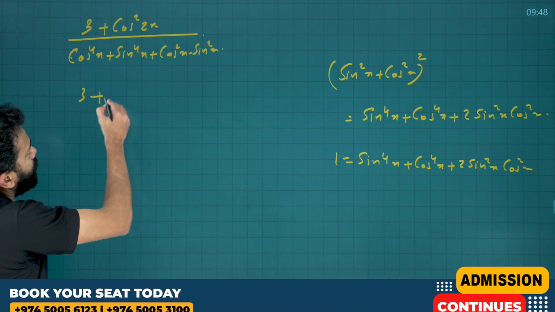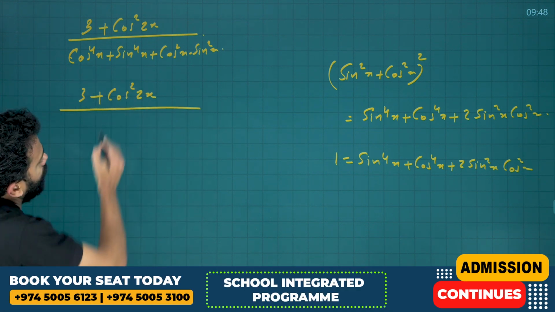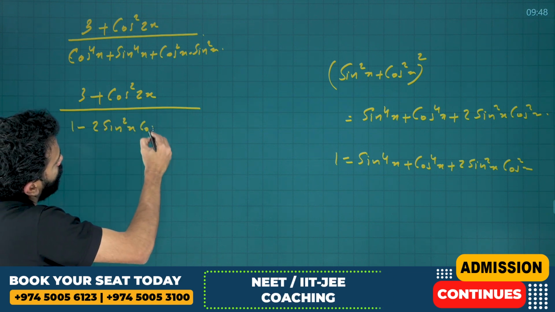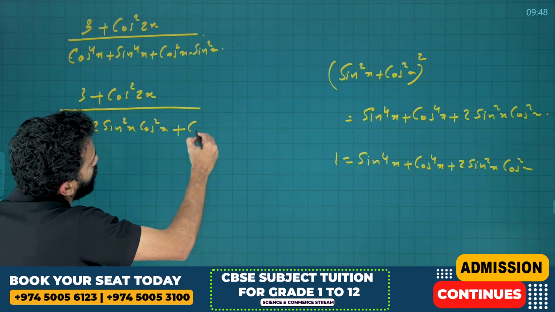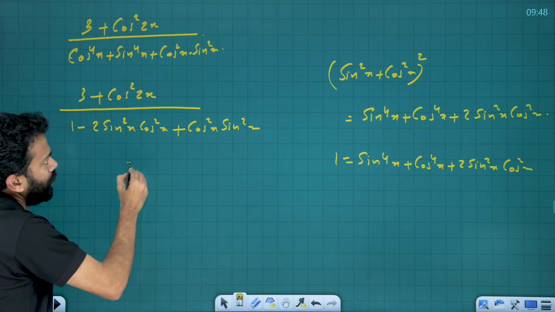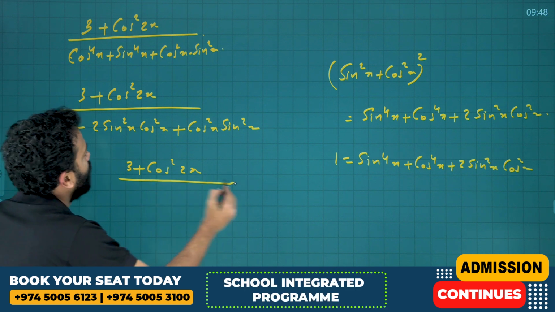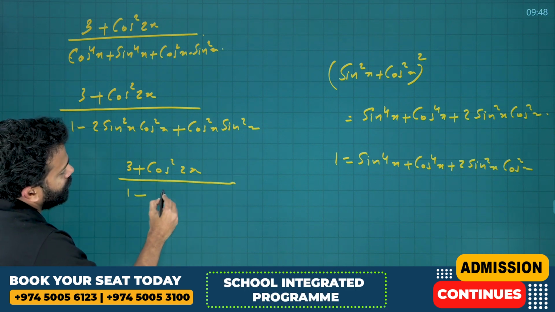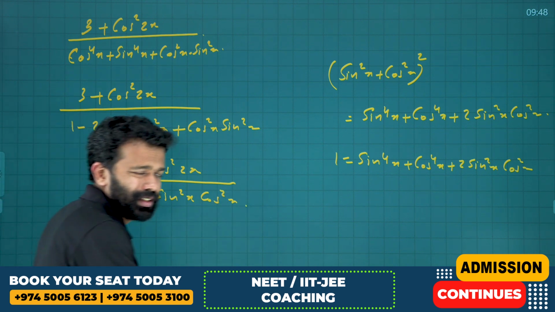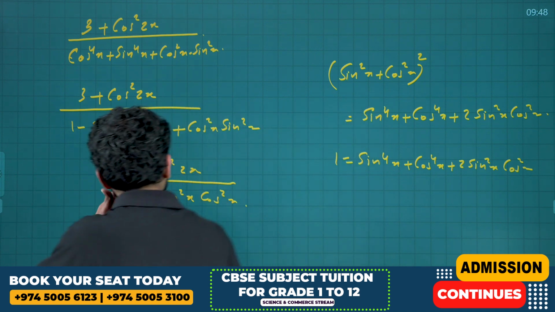Therefore, it becomes 3 plus cos²2x divided by 1 minus 2 sin²x cos²x plus cos²x sin²x. Okay. Therefore, it will be 3 plus cos²2x, slightly lengthy, divided by 1 minus sin²x cos²x. It's almost done. And what are we going to do from here? It's easy actually.